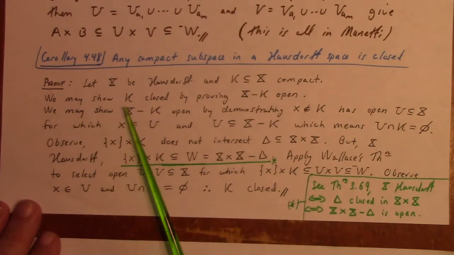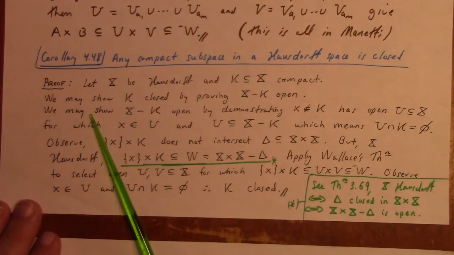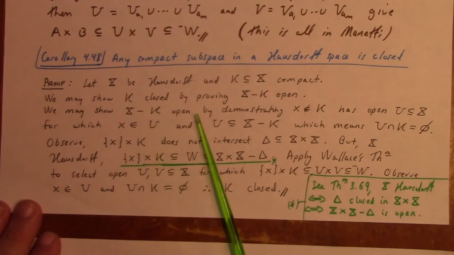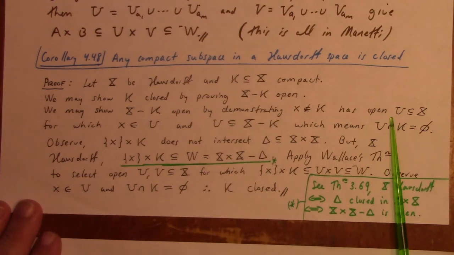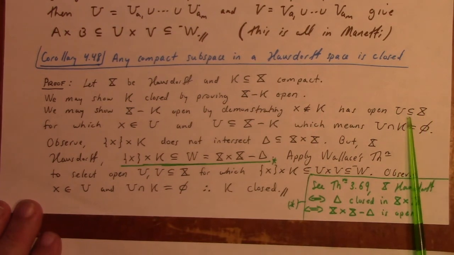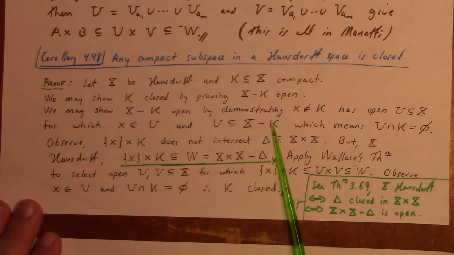Then we may show K is closed by proving that the complement of K in X is open. How do you show that the complement of K in X is open? Well, you demonstrate that if you pick x which is not in K, you can find an open set U which contains x, where x is an element of U, and U is in the complement of K in X, which is to say that U intersect K is empty, all right?